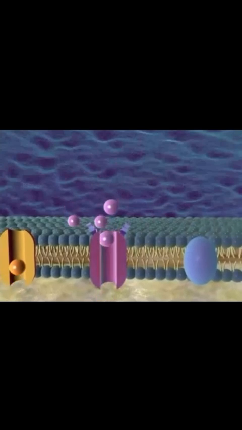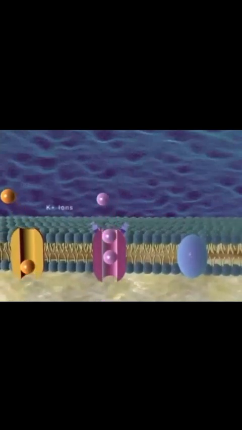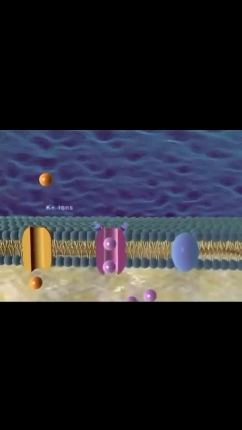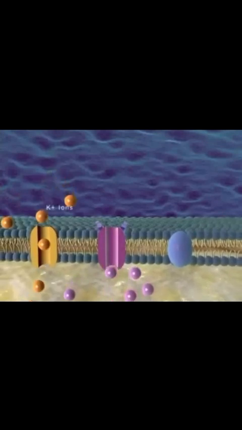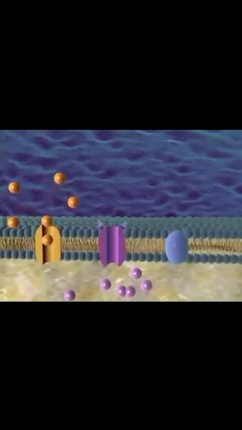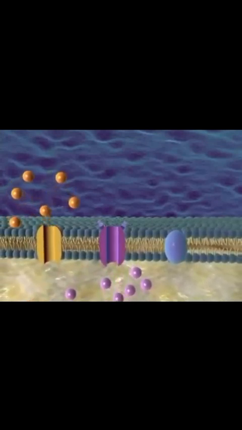ions into the cell. An example is that movement of sodium ions into the cell usually excites the cell, whereas the movement of potassium ions out of the nerve cell inhibits nerve cell excitability and function.